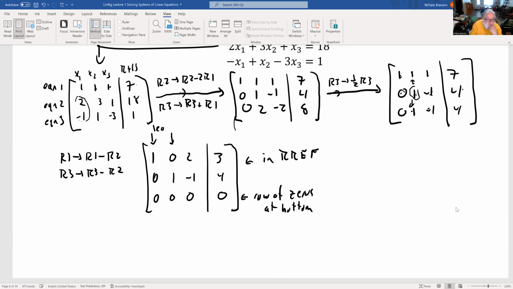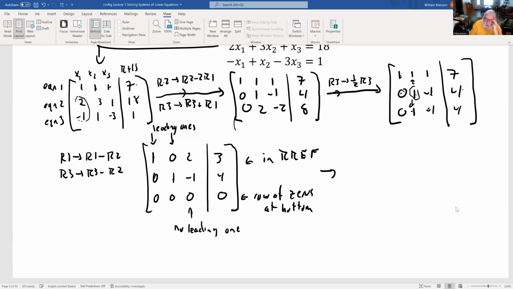The leading ones, and the column that the leading ones are in has no other non-zero numbers. And then I have this column, which has no leading one in it. It is in echelon form. The first non-zero element in the second row is to the right of the first non-zero element in the first row, and there are no non-zero elements in the bottom row.